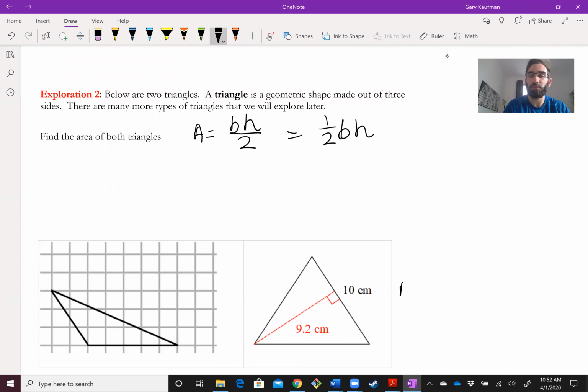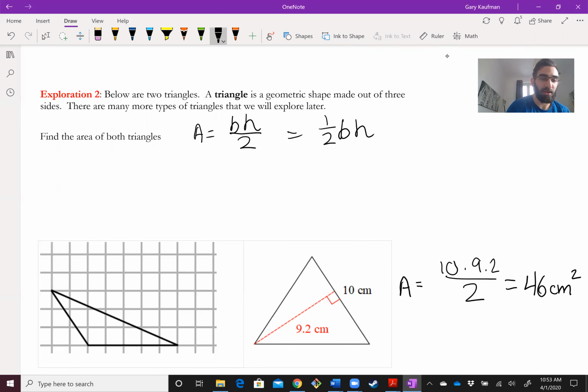So this one is easier to see because we see that the base is 10. The base doesn't always have to be on the bottom. The base is the side that is attached to the height. So I have my base multiplied by my height divided by 2. Well, that ends up becoming 46 centimeters squared.